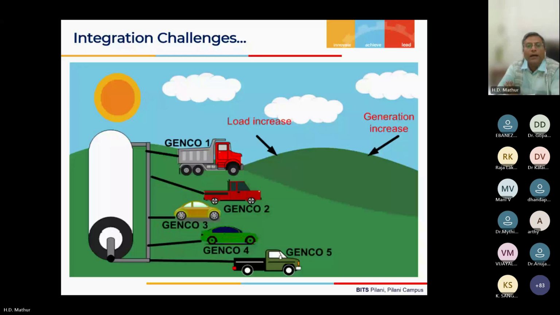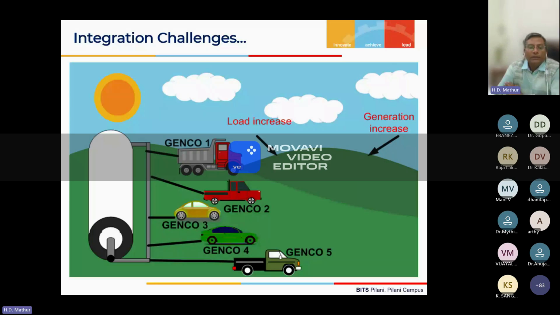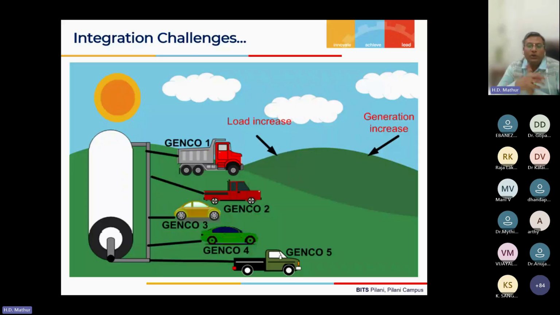generating sources coming up. There are various types of loads, non-linear loads, getting into the system. So these are posing challenges in maintaining quality of power, in terms of voltage and in terms of frequency.